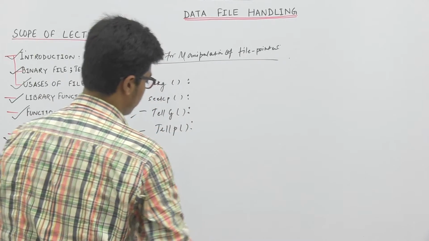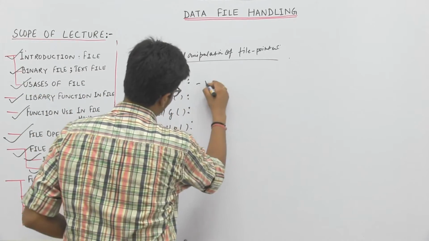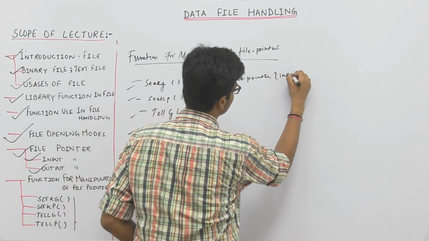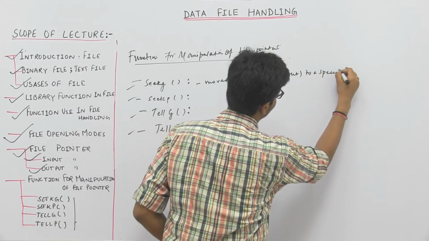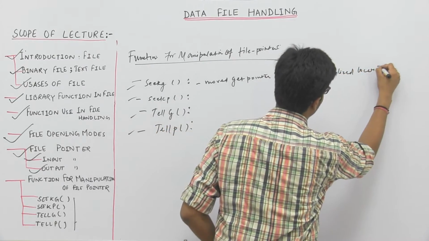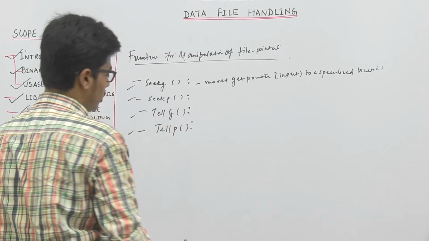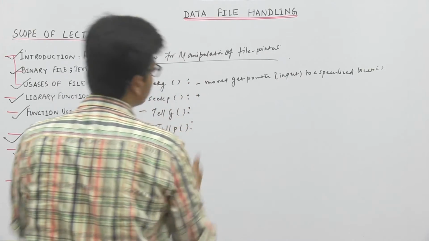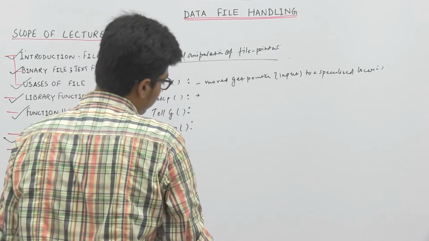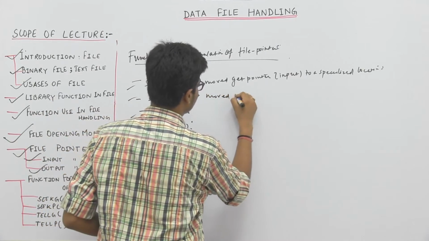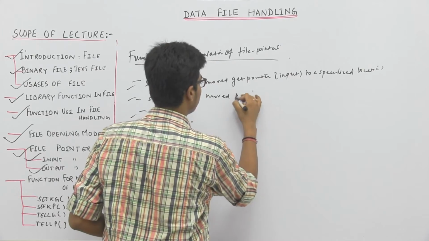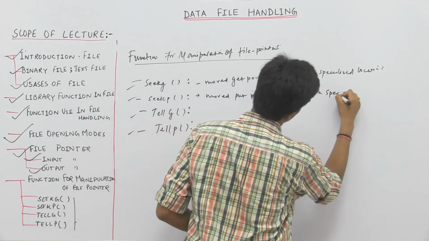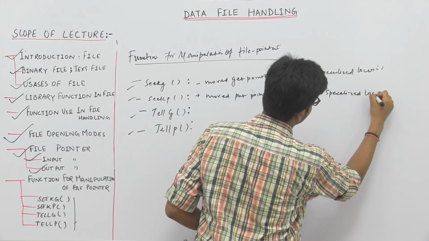seekg is used to move the get pointer, the input pointer, to a specified location. Whereas seekp is the function which is used to move the put pointer, the output pointer, to a specified location. We already studied about it.